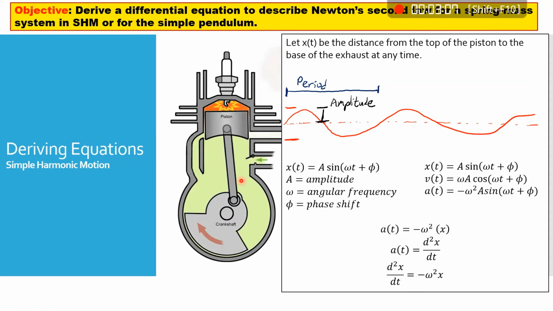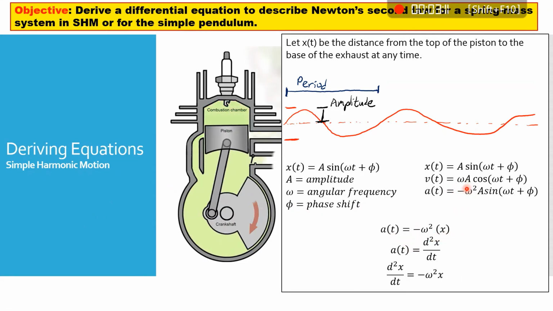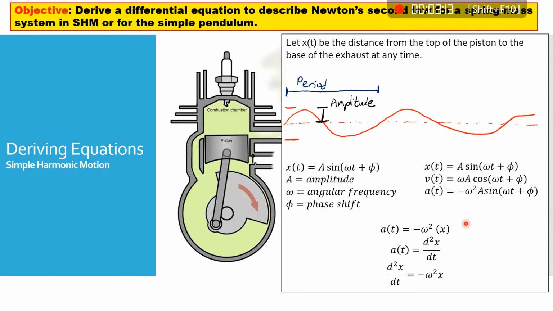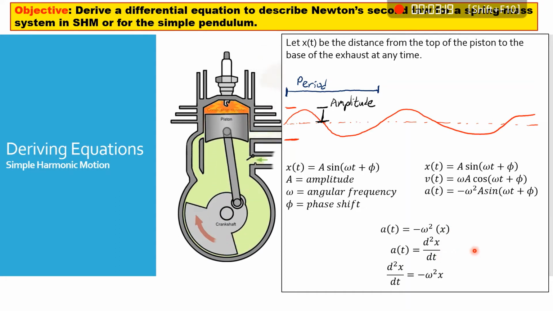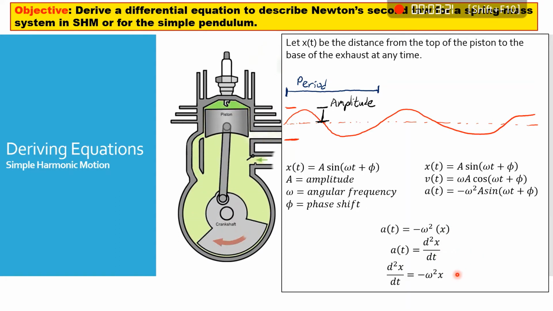Okay, so if I keep going with this, because our acceleration is really that constant, negative omega squared times our displacement, and our acceleration is our second derivative, then we could say our second derivative is equal to negative omega squared times our displacement.